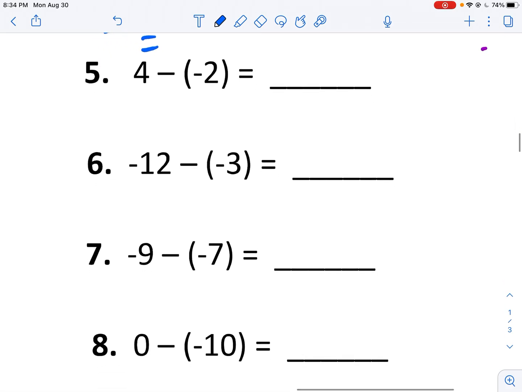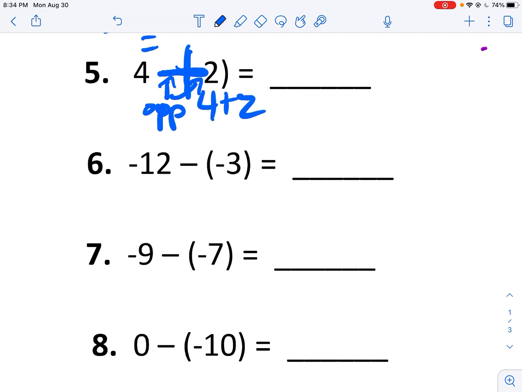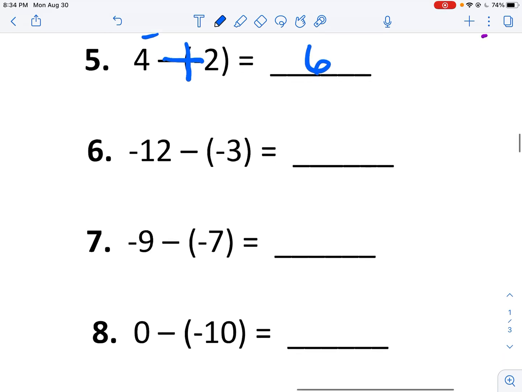Okay, now we have to talk about this for a second. Anytime that you have 2 negatives together, this right here is saying take the opposite of whatever's here. So the opposite of a negative is a positive. So this turns into 4 plus 2 instead of 4 minus a -2. So, boys and girls, this turns into a plus sign. So I would have 4 plus 2, which is 6.